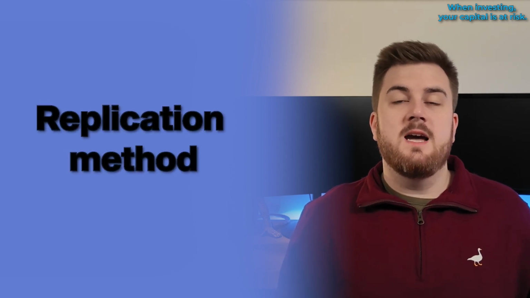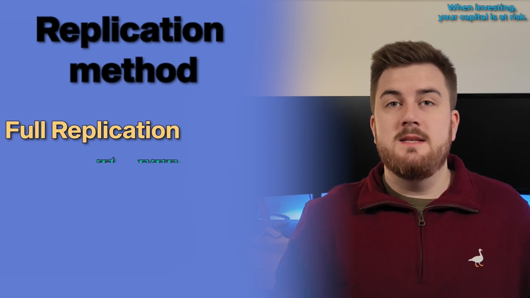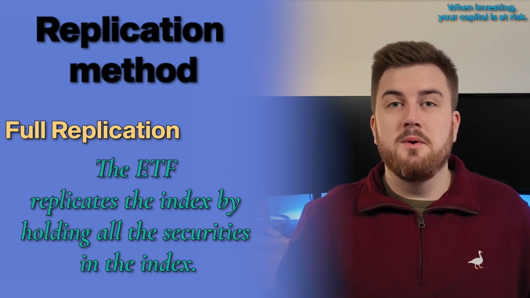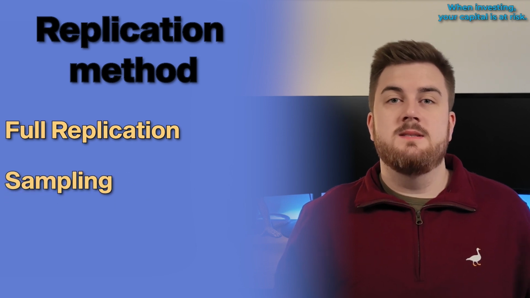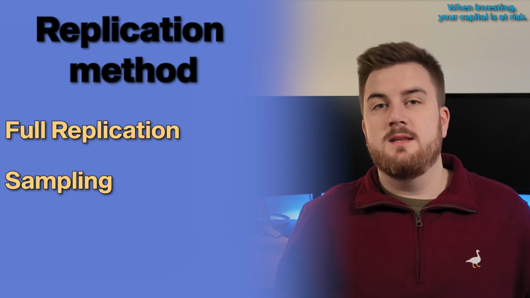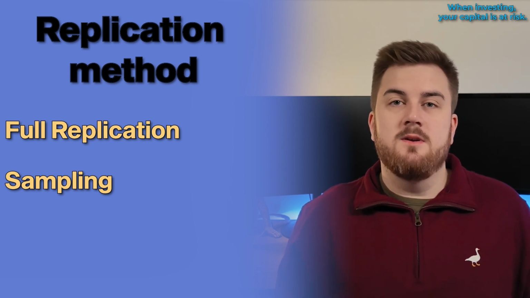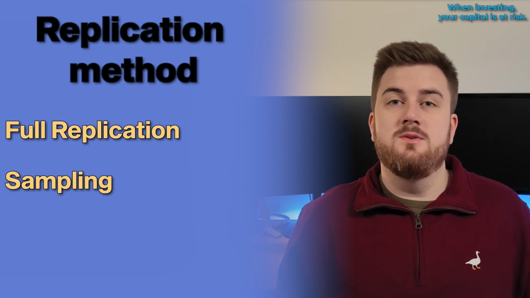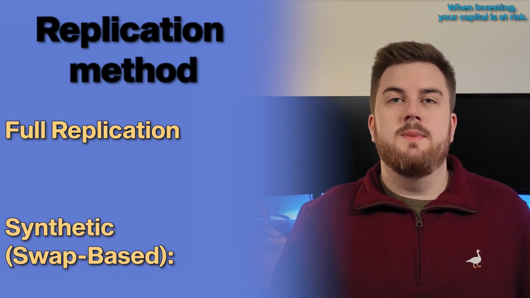Okay, you also need to consider replication method. This refers to how an ETF actually tracks its index benchmark. There's full replication, meaning the ETF replicates the index by holding all the stocks in the index. It holds all the securities. There's sampling. This means the ETF holds a representative sample of the index's securities. This is quite common for a global fund because the index that they track can contain thousands and thousands of stocks, and the fund provider may think it's not efficient or unnecessary to actually include every single one of those thousands of companies. Lastly, there's synthetic swap-based replication.